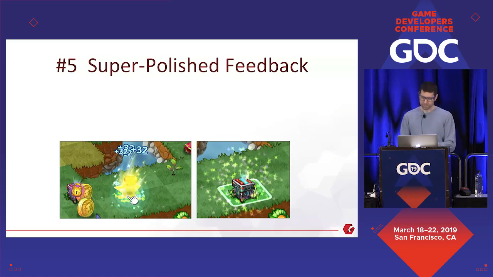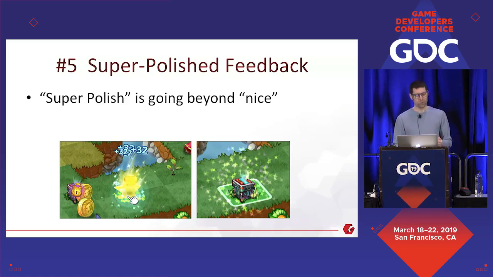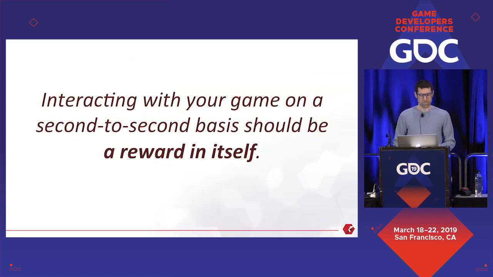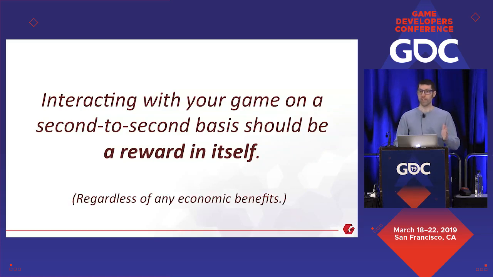Philosophy number 5, super polished feedback. Now, I found the word polish usually means let's make this thing in our game not suck, but super polish, it's about going beyond the nice to the fantastic. The mere act of interacting with your game on a moment-to-moment basis should be a reward in and of itself, regardless of any of the economic benefits. It should be pleasurable from the interaction feedback alone.